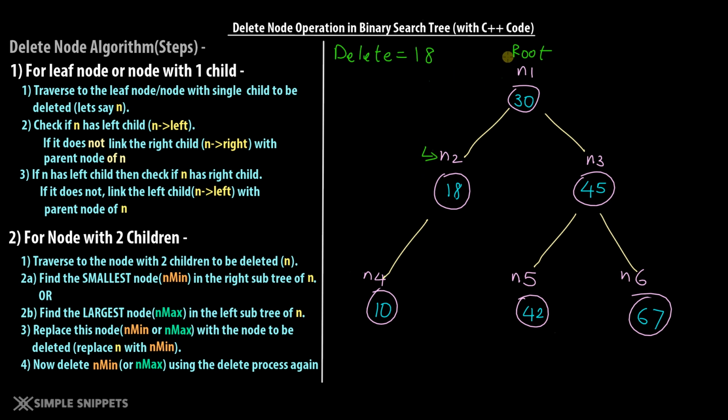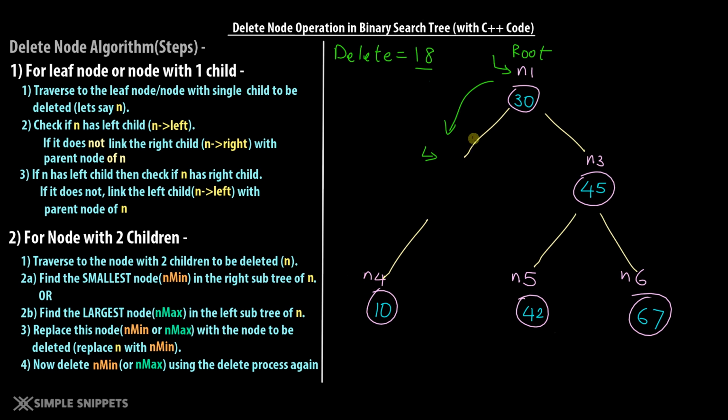So again, you'll start with the root node. You'll compare 18 with 30. You'll traverse to the left because 18 is less than 30. You come to N2 and you find a match, and now you want to delete this node. So when you delete this node, what happens is you can see that now there is a broken link. You can see that N1 is not linked to N4 now.